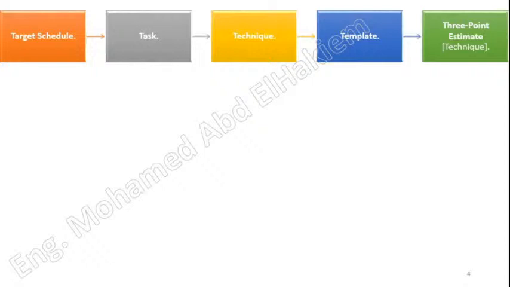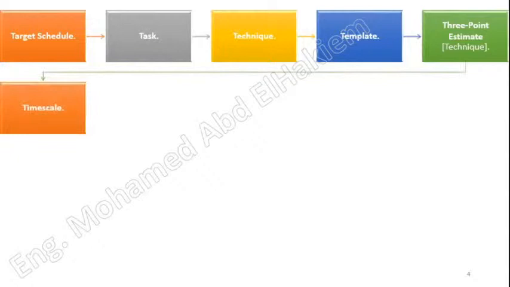3-point estimate technique. An analytical technique that uses 3 cost or duration estimates to represent the optimistic, most likely, and pessimistic scenarios. This technique is applied to improve the accuracy of the estimates of cost or duration when the underlying activity or cost component is uncertain.